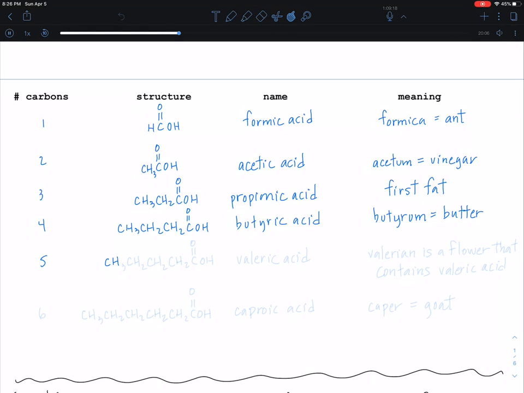The smell of this is not all that great either, but it's kind of nice where the word comes from. So we'll get our carbons out here. 1, 2, 3, 4, 5. Okay. This is valeric acid. It's kind of stinky, but it's kind of sweet where it gets its name. So valerian, you've heard of valerian root, right? Is a flower that contains valeric acid.